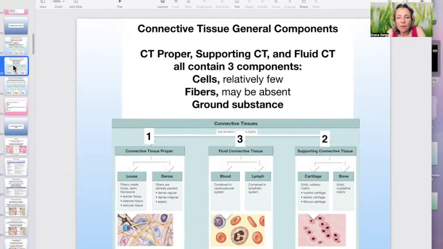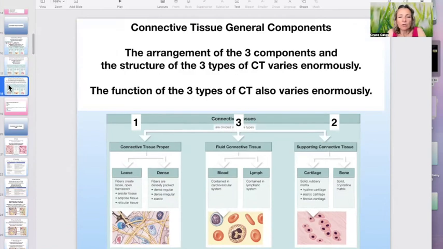Connective tissue proper, supporting connective tissue, and fluid connective tissue all contain 3 components. Those are cells, which are relatively few in the tissue, fibers, which sometimes may be absent, but we'll learn a lot about fibers today, and ground substance. The arrangement of the 3 components and the structure of the 3 types of connective tissue varies enormously. And the function of the 3 types of connective tissue also varies enormously.